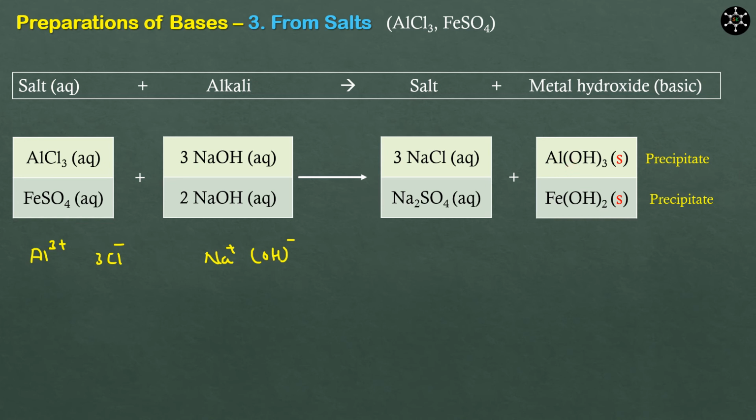To write down the molecular formula, Al3 plus, valency is 3, hydroxide, its valency is 1. So when we exchange, we get aluminium hydroxide. In the same manner, when Na plus and Cl minus are put together, we get sodium chloride. A similar method can be used even for the second reaction.